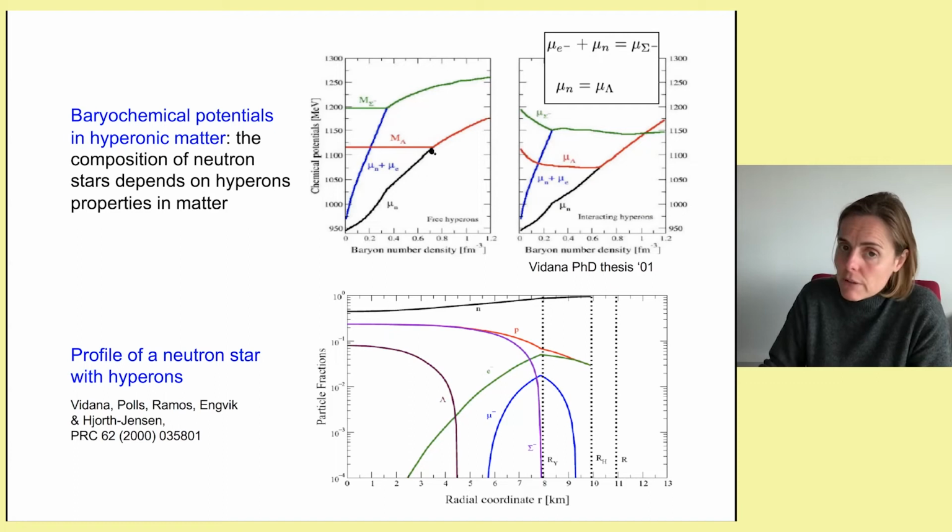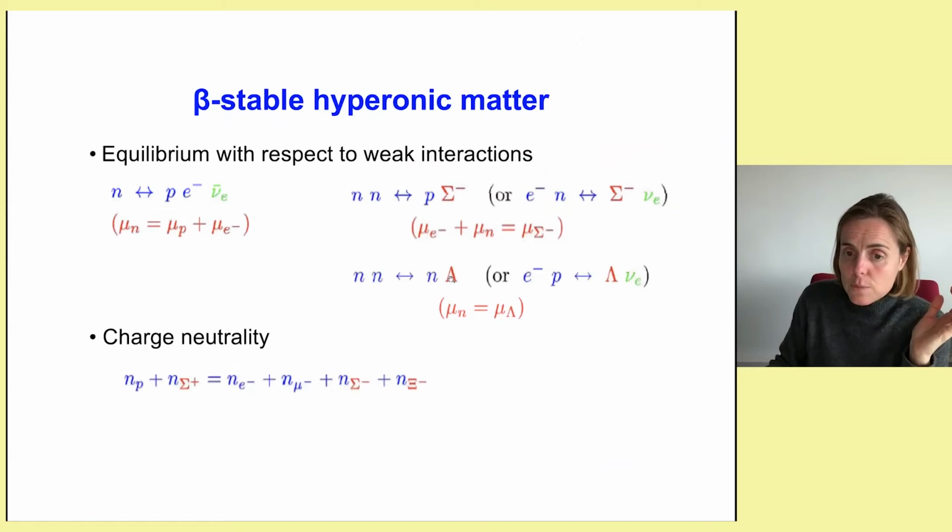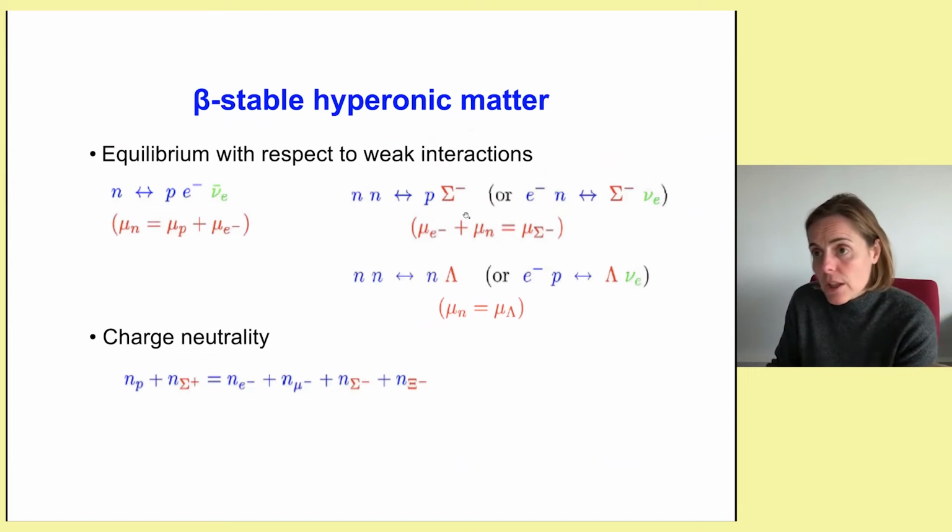This is funny, because you would think the mass of the lambda is larger than the mass of the sigma. Sorry, the mass of the lambda is smaller than the mass of the sigma. But due to these relations, because of how the chemical potential of the electron changes with density, you see that this happens before. The idea is whether these reactions are energetically favored over this one at a certain density. This will tell us how the chemical potentials evolve with density, and this is what we see here.